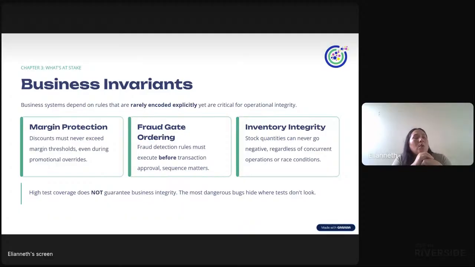One of the examples of these kinds of rules is margin protection. For example, a discount can never exceed the actual margin of the product, even in production or in promotional seasons. We can also have fraud gate ordering. So basically, if we have a fraud detection rule that must be executed before the transaction approval, the sequence in here actually matters. Also, for inventory integrity, we know that the inventory can never be negative. So these are rules that are not really explicit.